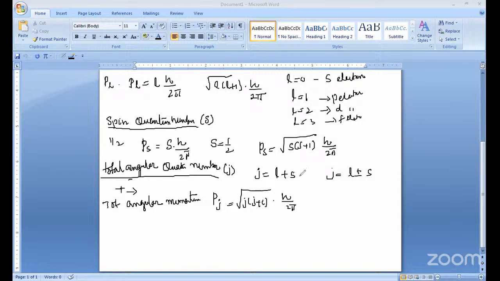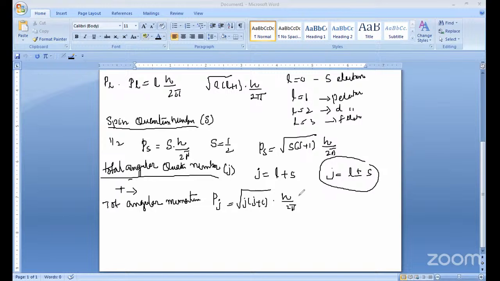And the value of J naturally will be a half integer, since one of its components, S, always has a half value. So generally it can be expressed as J is equal to L plus or minus S. We get the plus sign in one case and the minus sign in another case. The plus sign is when S is parallel to the L vector, and the minus sign is when S is anti-parallel to L.